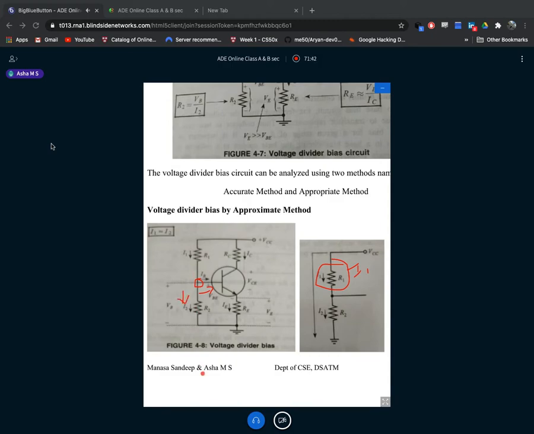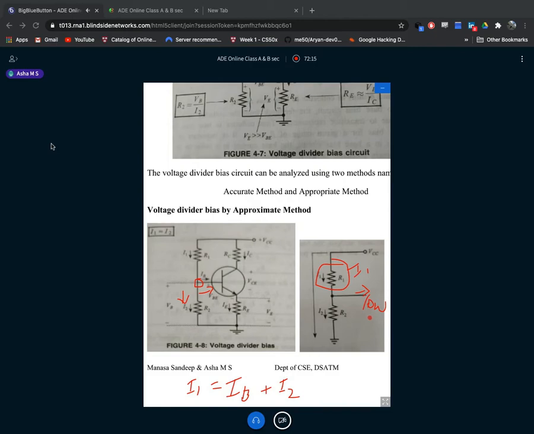So this I1 is split at this junction. What are we doing in this approximate method? I will construct my circuit such that whatever I1 is there, that completely flows through here as I2. What is the meaning of it? I'm going to make this IB value very, very less, almost equal to 0.